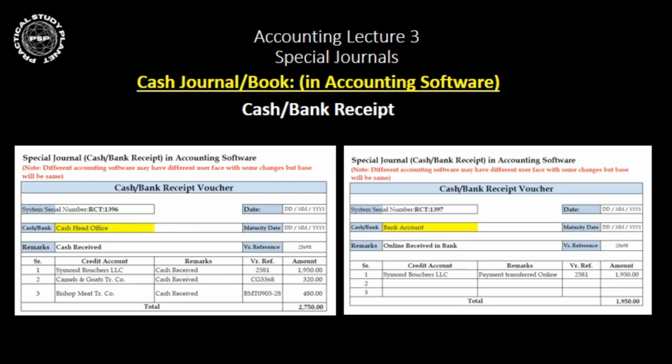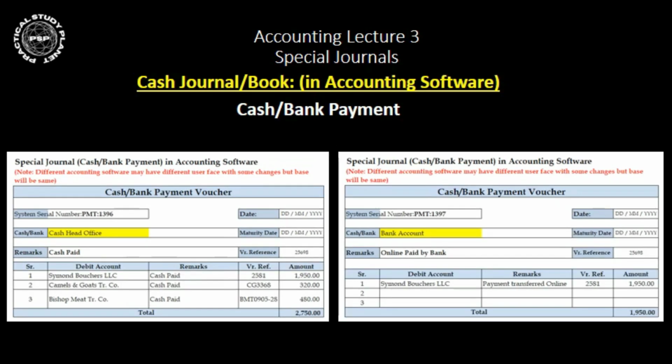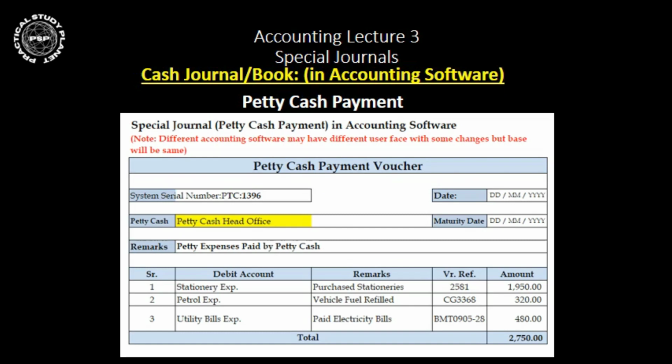The cash journal books in accounting software will be like that, cash and bank receipt. The same window will be used for the cash receipt and bank receipt, so the account will be selected accordingly. If it is a cash receipt, the cash head office account is selected. If it is a bank receipt, the bank account will be selected over there. The format will be the same. Similarly for cash and bank payment, the same format will be there. Here in the body the debit account will be entered, because the bank and cash will be credited here. Similarly, the same window will be used.